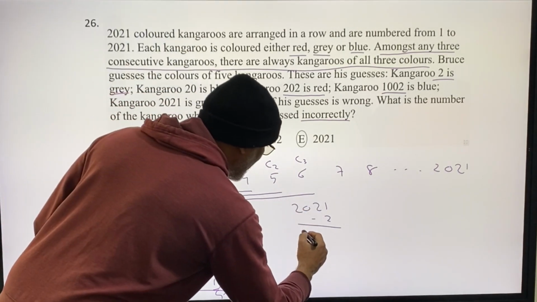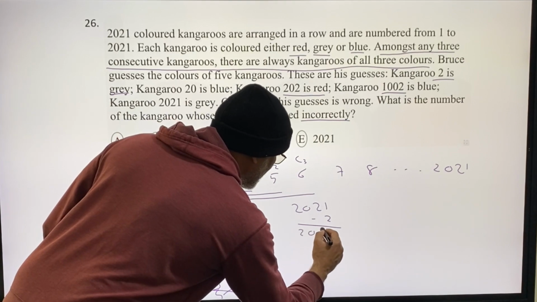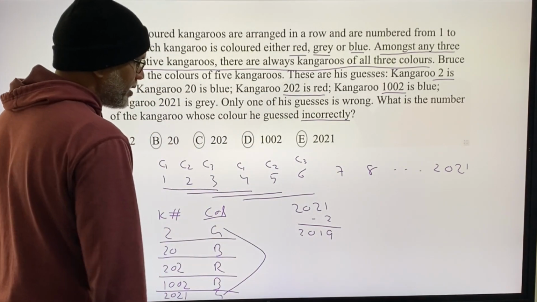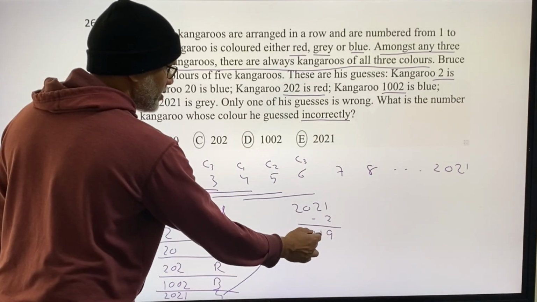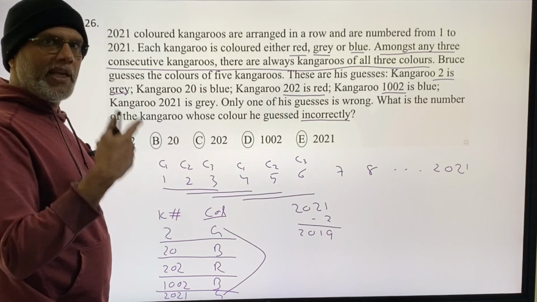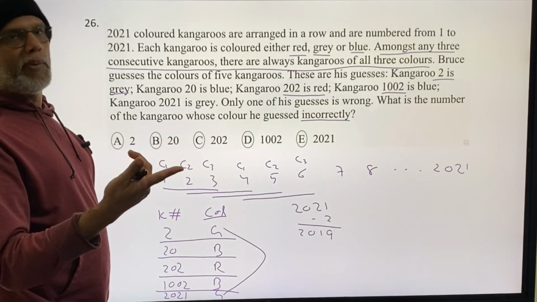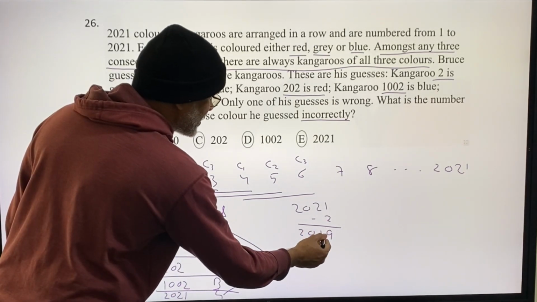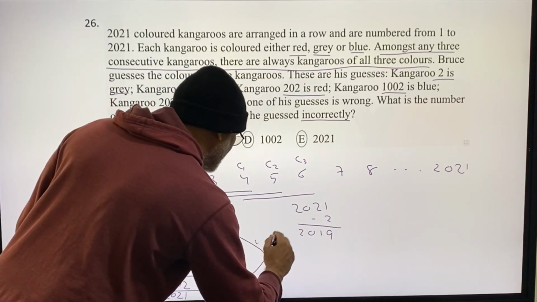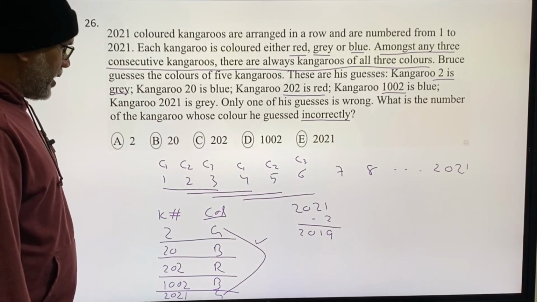So this is going to be 2019. Is that divisible by 3? If we add the digits and that sum is divisible by 3, then that number will be divisible by 3, right? So here 9 plus 1 is 10 plus 2 is 12. 12 is divisible by 3. So yes, they do follow that pattern.